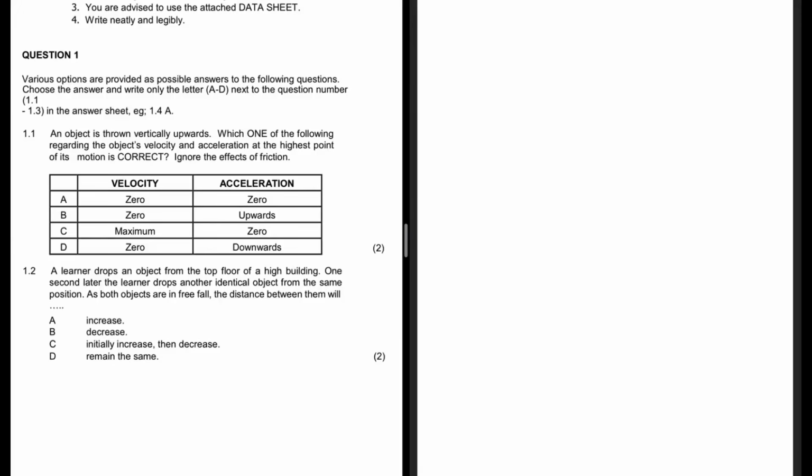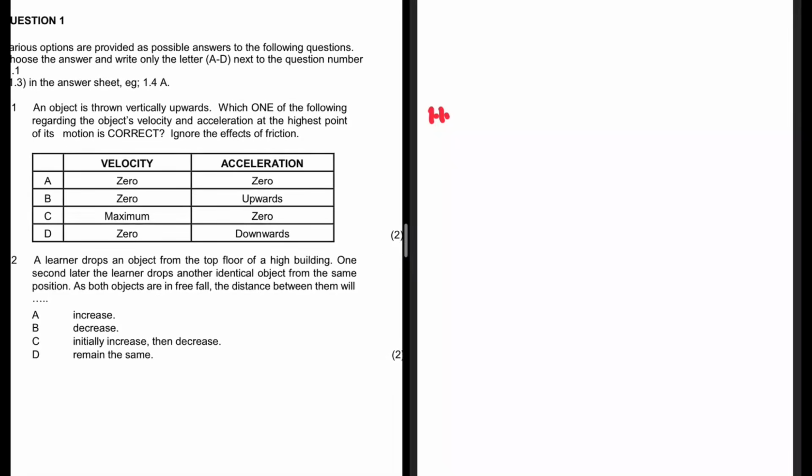This is a topic test on Newton's laws and vertical projectile motion. Let's go ahead and take a look. The first question, 1.1. An object is thrown vertically upwards. Which one of the following regarding the object's velocity and acceleration at the highest point of its motion is correct? Ignore the effects of friction.